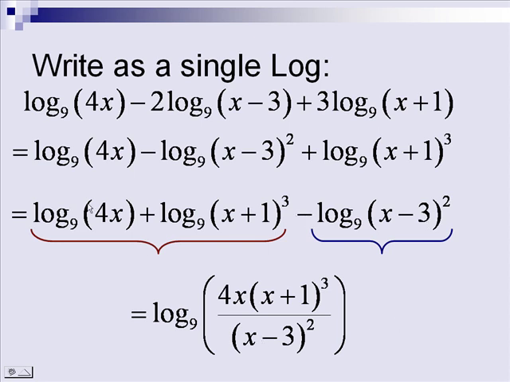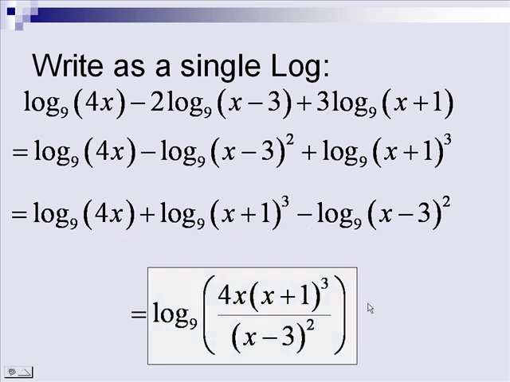So anything that's in a log being added, that's going to go in the numerator. Anything being subtracted is going to be in the denominator. So that'll be my final answer for that one. Next time we'll look at going the other way, so taking something like this and expanding it out into its separate pieces. But for now, that'll do it for writing things as a single log.